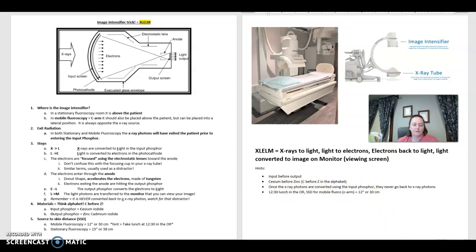Okay, fairly quick one, super easy if you can remember the order that they go in, what their job is, and what they are made of. The image intensifier should be super easy for you.